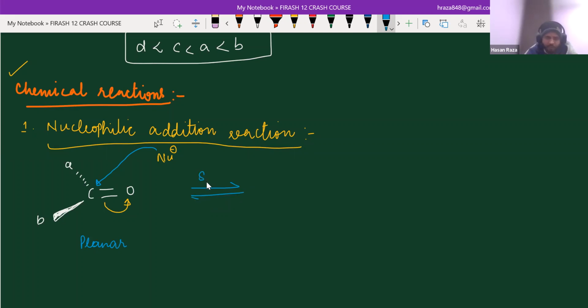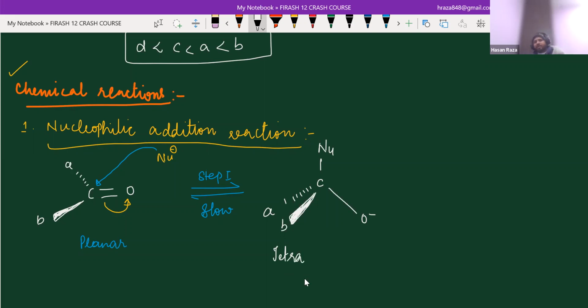So this is your step 1 that I'm going to write, and it is slow. Always remember that the step which is slow is the rate determining step. So what will happen here? Nucleophile will add here, and oxygen will be like this, and then A will be like this, and B is here, which has a tetrahedral intermediate. Intermediate is something that is in between reactant and product. We also sometimes call it an adduct, tetrahedral intermediate.